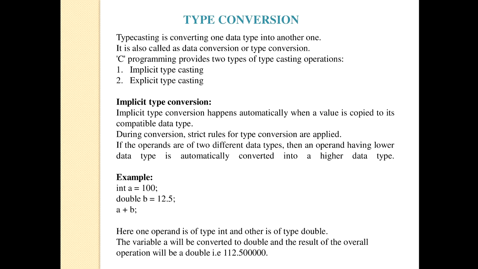When you do the addition a plus b, the smaller data type is automatically converted into the higher data type, that is, the integer is converted into double, and hence your final result will be of type double.